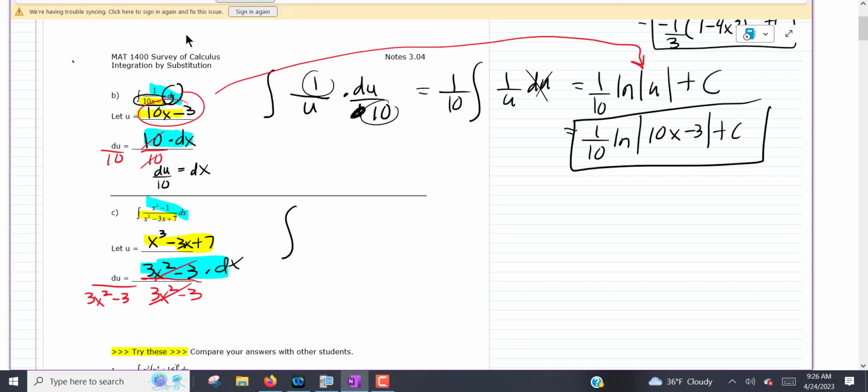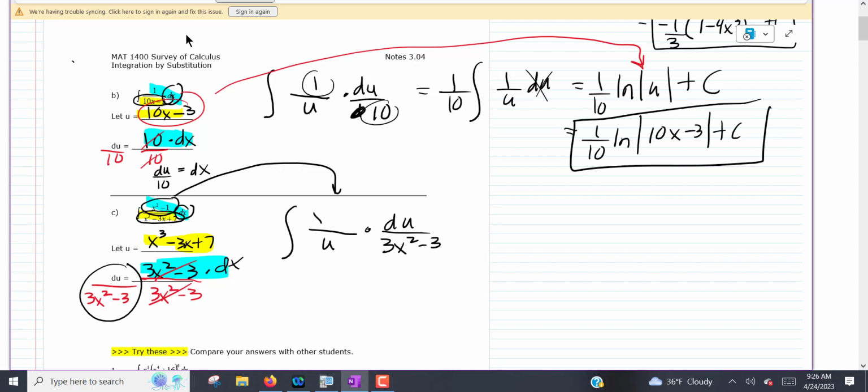Okay, here's the part that students sometimes struggle with when they're learning. So what do I replace x cubed minus 3x plus 7 with? U, good. What do I replace dx with? Exactly, that's why we solved it for dx. So that will be du over 3x squared minus 3. Now, the x squared minus 1, you just have to bring that down. Don't forget to do that, because if you don't, you're pretty well messed up.